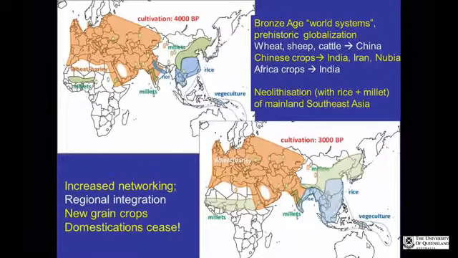And then at about 4,000 years ago is when these different systems start to butt up against each other and interact and exchange crops. And we could think of it in West Asian or European terms as the Bronze Age, the age of Bronze Age world systems. It's the first time when you get evidence for really long-distance trade and intercultural contact in a big way.